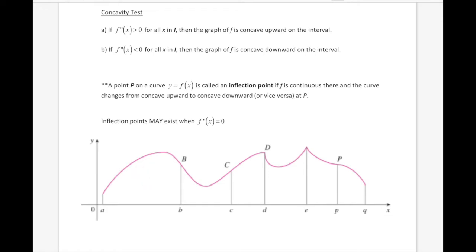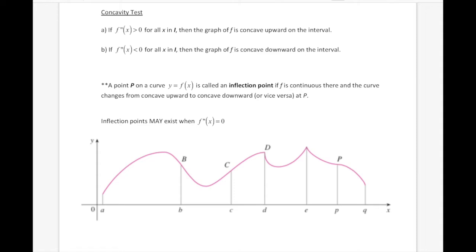If we look from B to C, the tangent lines would be increasing in slope from a negative slope to a 0 slope to a positive slope. So the slope of the slope, the rate of change, is positive. F prime prime is going to be greater than 0. So in short, anywhere our second derivative is positive, we're concave up. Anywhere our second derivative is negative, we're concave down.